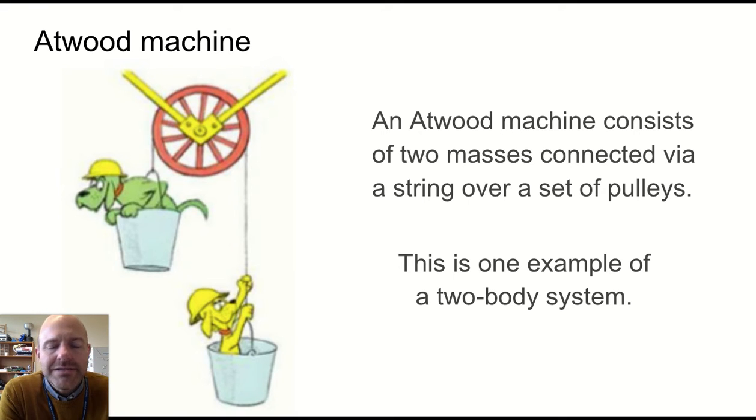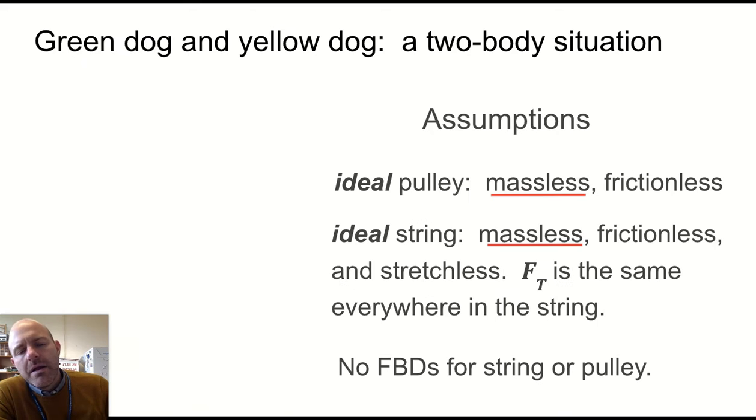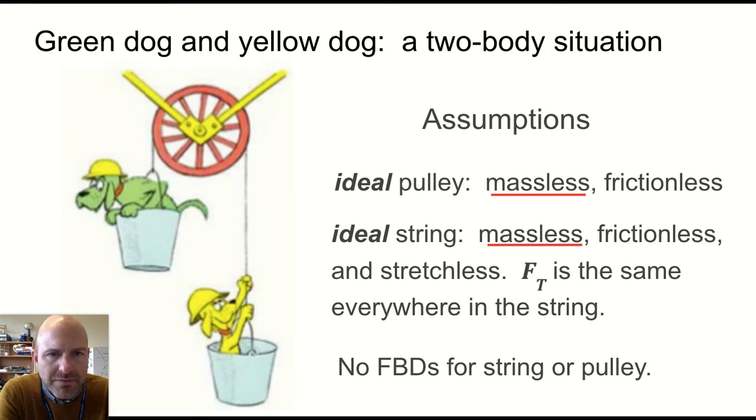So the classic example of a two-body problem is an Atwood machine, sometimes called Atwood's machine. It basically consists of two masses and either a pulley or a set of pulleys over which a string is hung. There's a lot about them that we can get into, and we will, but this is a two-body system. When we are talking about a two-body system like this green dog and yellow dog, there are a couple of assumptions that we are making, at least initially.